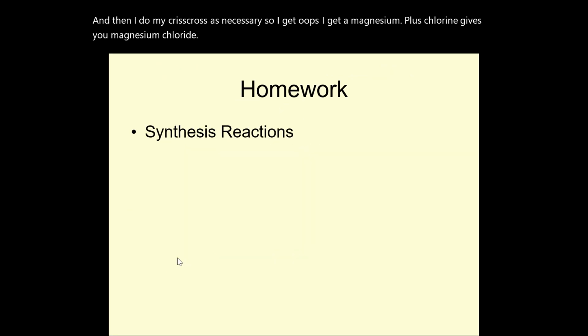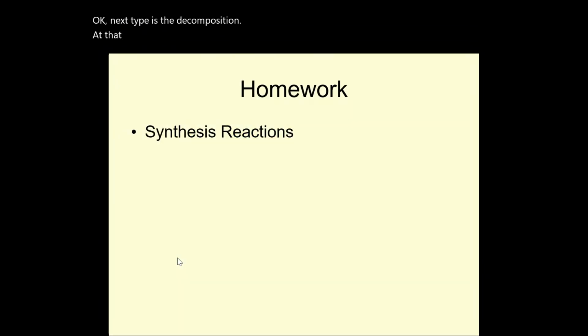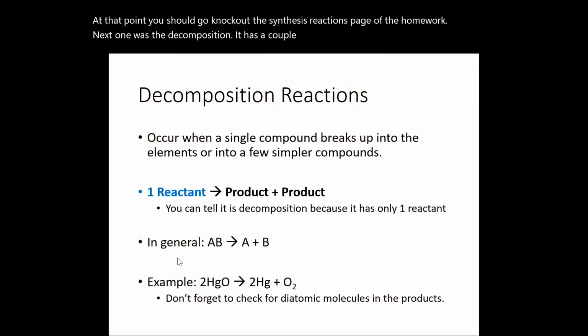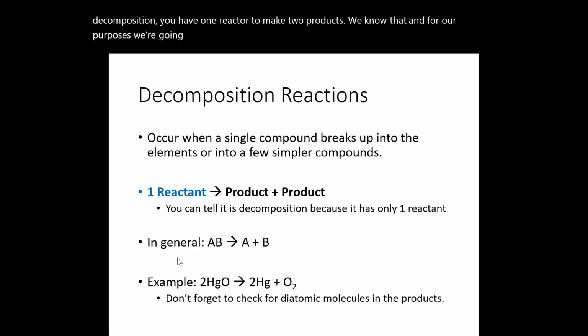Okay, next type is the decomposition. At that point, you should be able to knock out the synthesis reactions page of the homework. Next one was the decomposition. It has a couple funny little nuances in here. So for decompositions, you have one reactant to make two products. We know that. And for our purposes, we're mostly going to look at it as decomposing into its elements. So when we have this decomposition, we're going to make the elements.